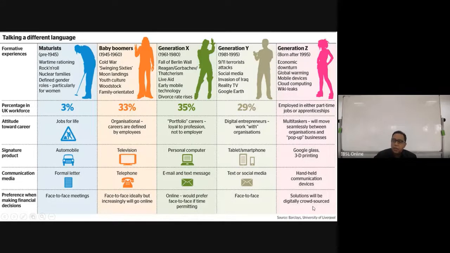So now Generation Z people, who are born after that, are totally different in terms of their behavior.